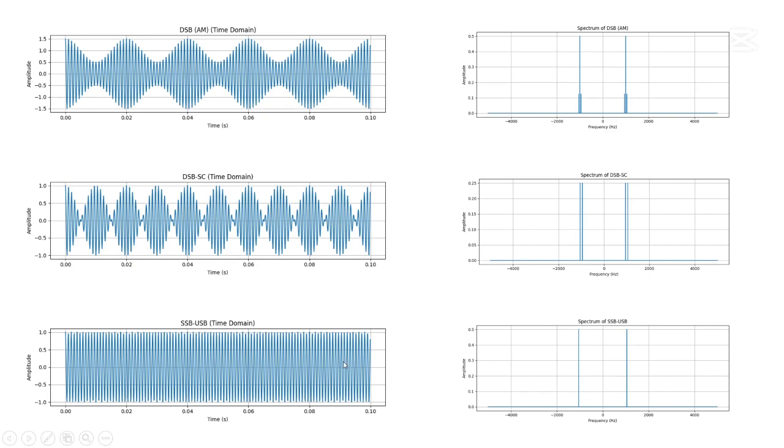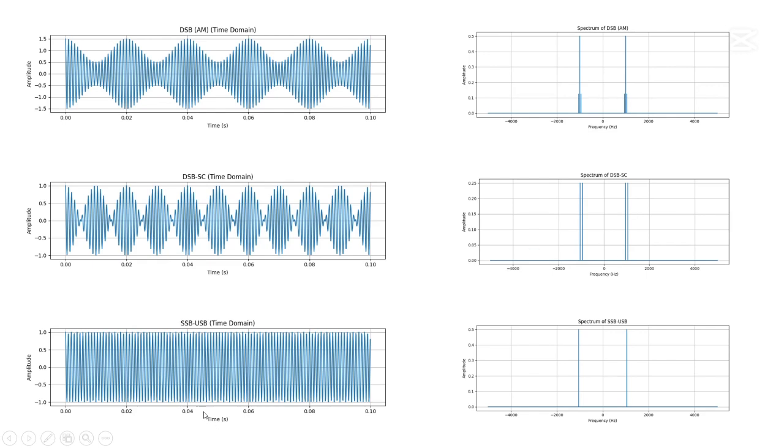Now this is the diagram. In the time domain, the double sideband modulated signal looks like this, and in the frequency spectrum, it looks like this. If we have a double sideband suppressed carrier signal in the time domain, it looks like this. In the frequency domain, it looks like this.